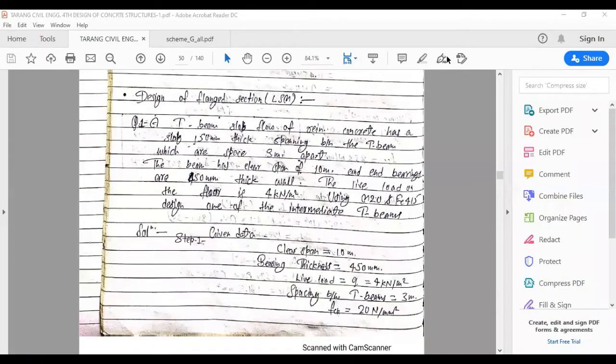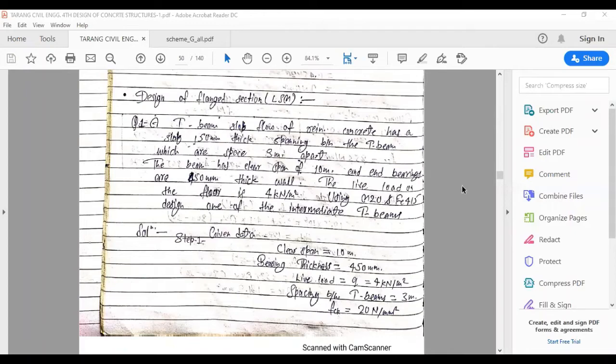Hello everyone, welcome back to the channel. In today's session, we'll continue with the subject Design of Concrete Structures. The topic of discussion today would be design of flanged section using the limit state method, and we'll also do a numerical on moment of inertia. So we'll proceed.